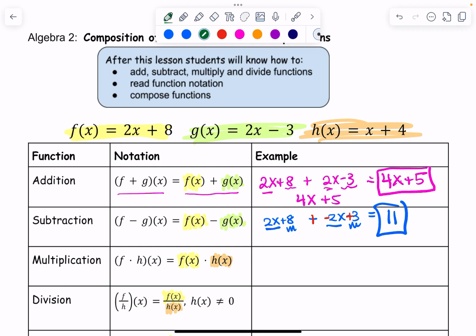Remembering if we have a subtraction, we add the opposite. And maybe we'll put this right here: add the opposite of g of x. So we would make everything in g of x the opposite.